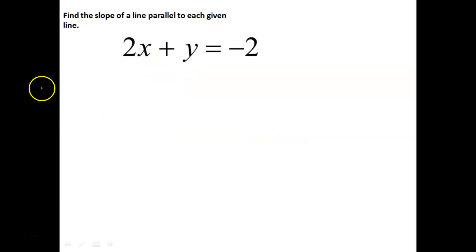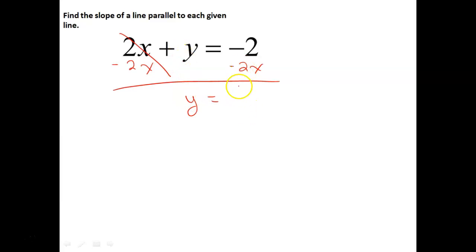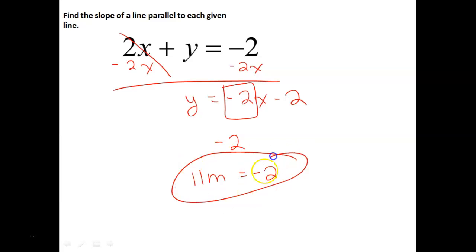All right, we're going to find the slope of a parallel line. I need you to solve for y. So if you look, you need to subtract 2x from both sides. So that's left with y equals negative 2x minus 2. So the slope of this line is negative 2. So that means the slope of a parallel line is also negative 2. It's that simple, guys.